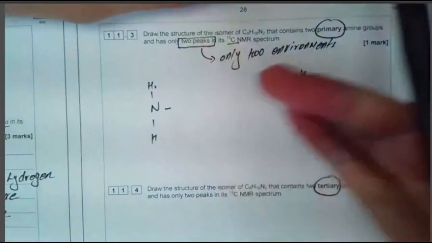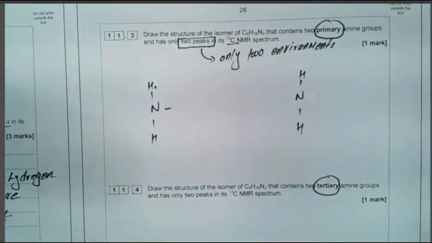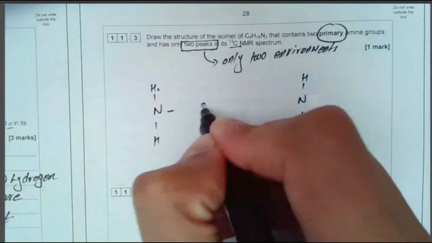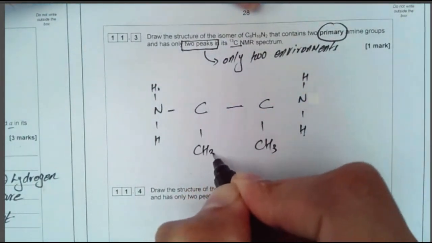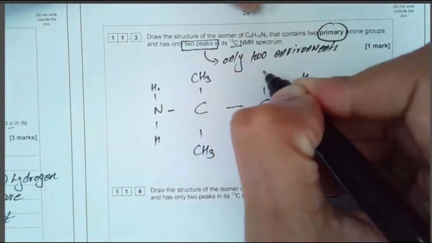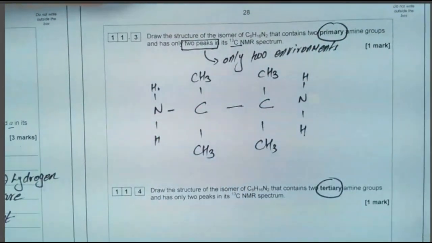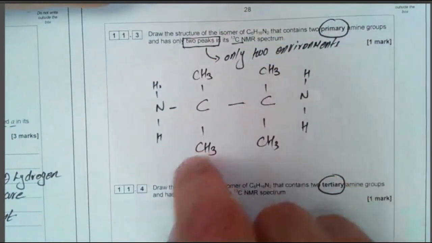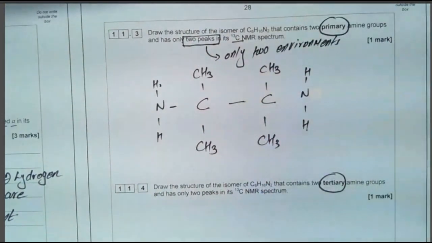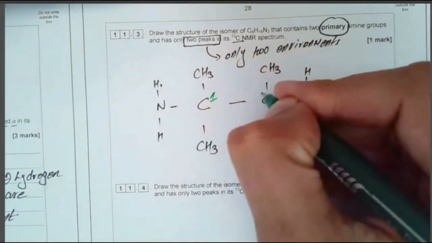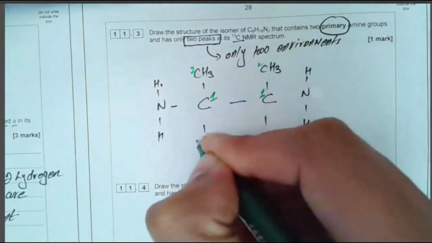How many carbon atoms do I have? 6. How many hydrogens do I have? 4 are gone. How many more do I need? 12. So what if I put C-C, and I can put CH3, CH3, CH3, CH3. If I do this, you can see now they are all in the same environment, but these two are not in the same environment, right? So I'll have one peak, which will be 4, 1 and 1, 2, 2, 2 and 2.